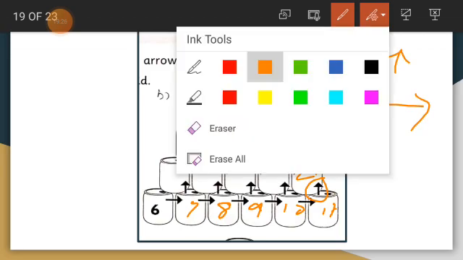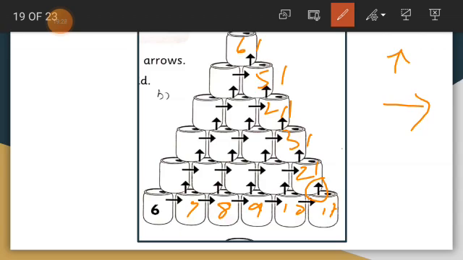Okay, now let me change the color. Now solve over here. 7. After 7, you can see this arrow is going up. This means you are going to add the 10 in 7. The 17 will come. Here the arrow is going towards my right side.